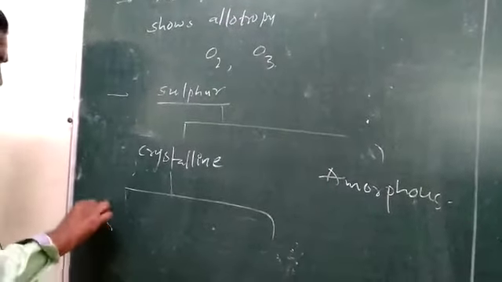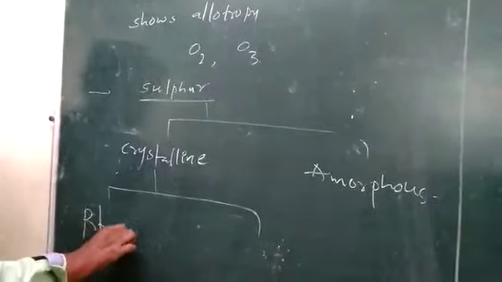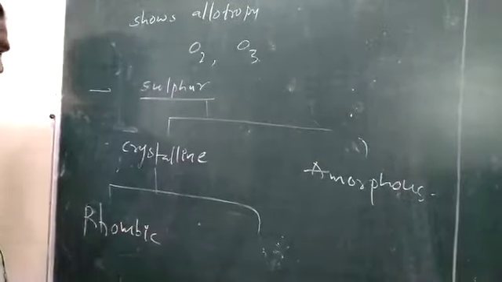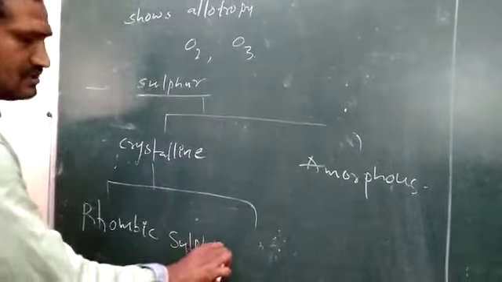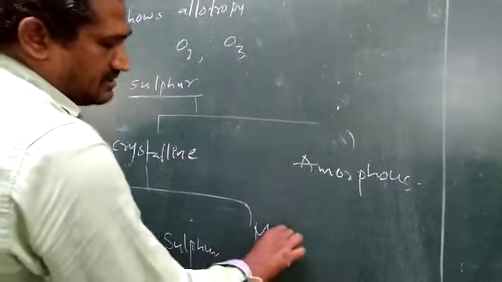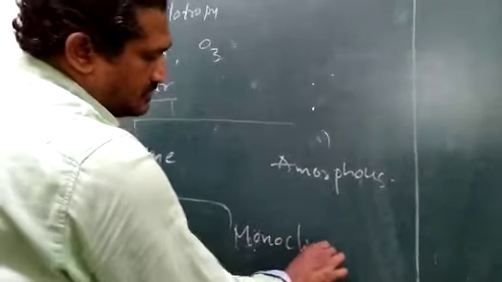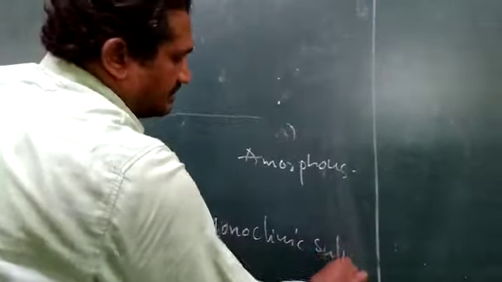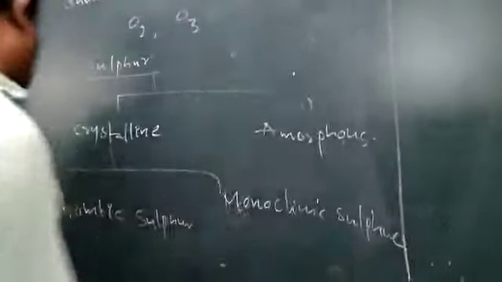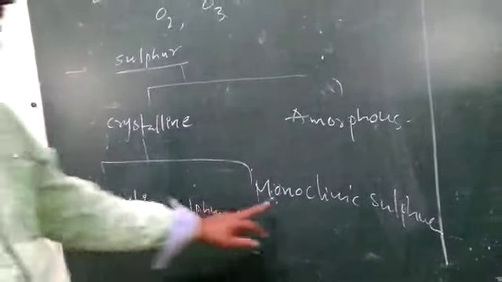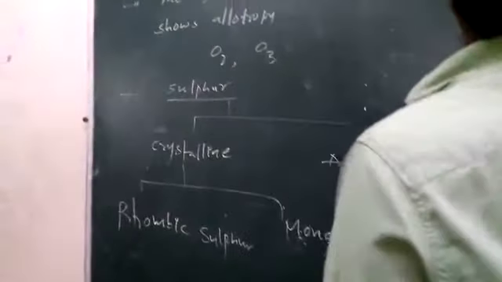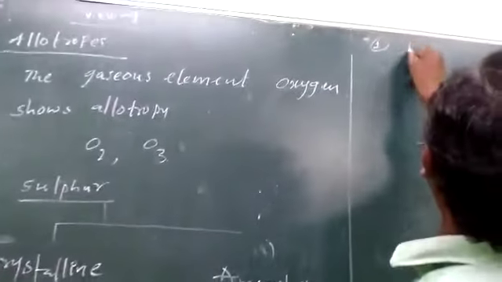Rhombic sulfur and monoclinic sulfur. Crystalline form exists as rhombic sulfur and monoclinic sulfur. We will discuss rhombic sulfur. Number 1, rhombic sulfur.